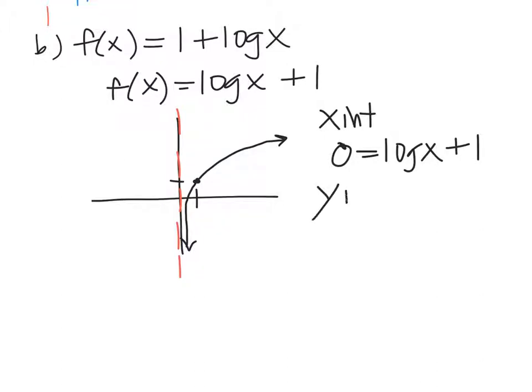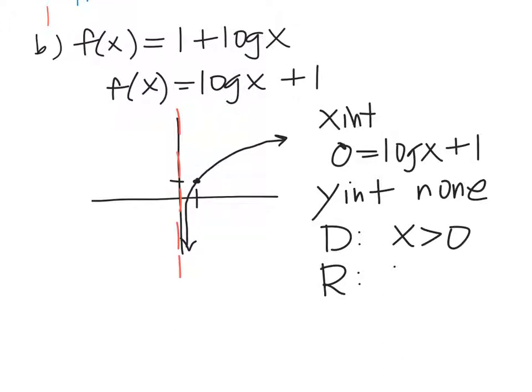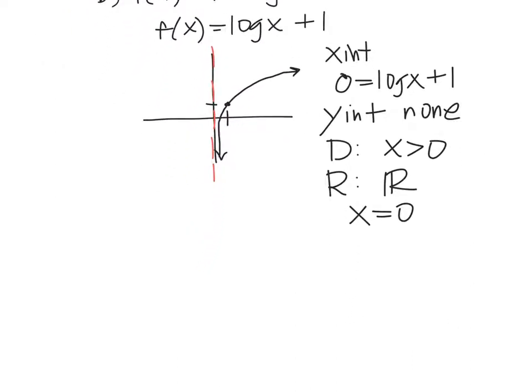All right, y-intercept, though. Y-intercept would be none. Does not cross the y-axis at all. Domain, x is greater than 0. Range, all real numbers. And then the asymptote is at x equals 0. All right, we're going to do one more.